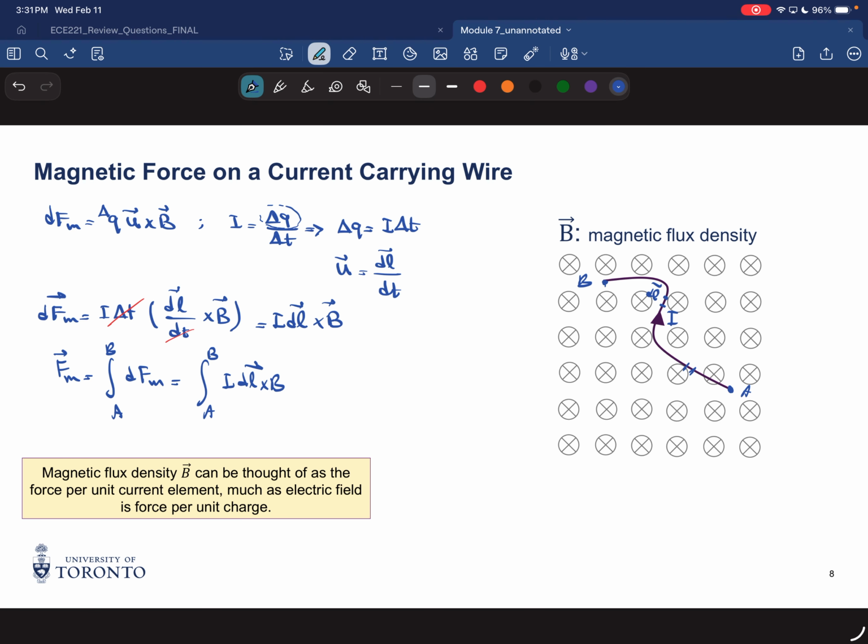Okay, but current doesn't go from point A to point B. Current goes in loops, right? It starts from somewhere and ends up at the same place. So in order to have this as a practical thing, this has to be a closed loop. In that case, if you want to find the total magnetic force on this loop of current, then you would say Fm is equal to the integral of I dl cross B on a closed contour.